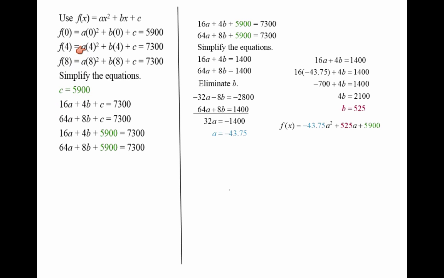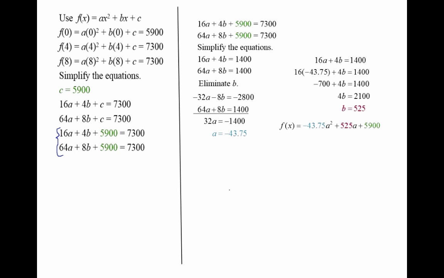So let's take a look at the next 2 equations. When x equals 4, we have 4 squared, which is 16a, plus 4b, plus c. I know what c is now, so we can substitute 5900 for it. That would be my first equation. If I substitute c into the last equation, then I have another equation in terms of a and b only. So I have 2 equations now in terms of a and b, because now I know what c is.